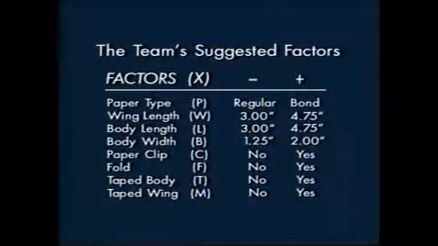Here's a paper helicopter. The 8 factors they finally decided on were paper type, wing length, body width, whether you put a paper clip on it, whether you fold it here, whether you tape the body, whether you tape the wing. To run a full factorial experiment with 8 factors, we'd have to build 2 to the 8th. That's 256 different prototype helicopters.